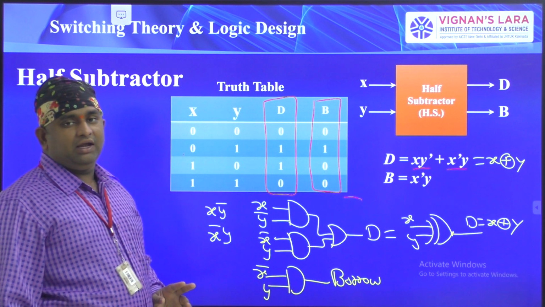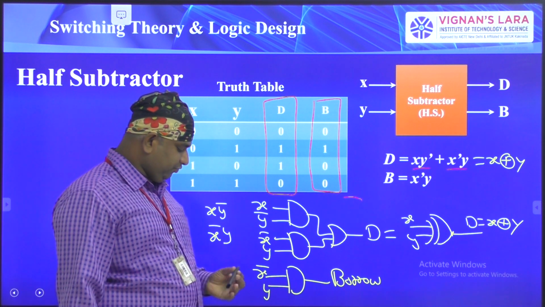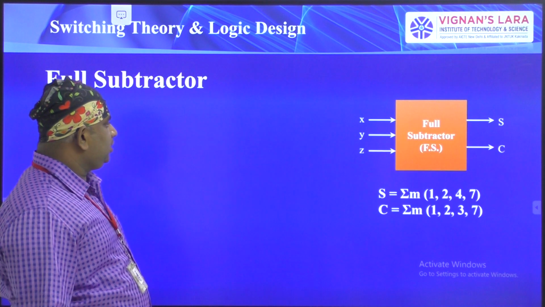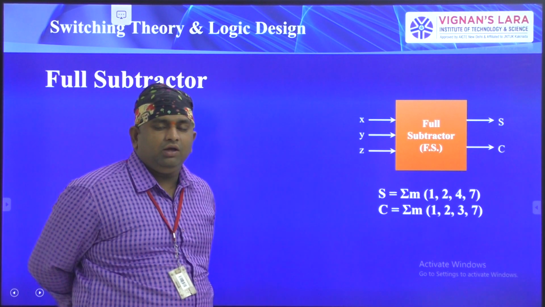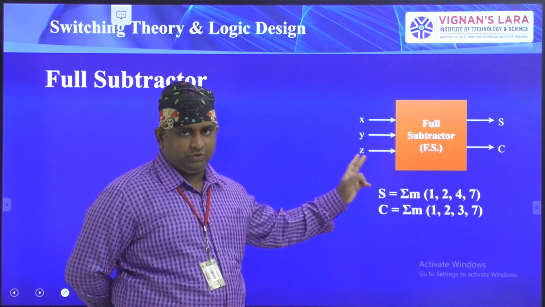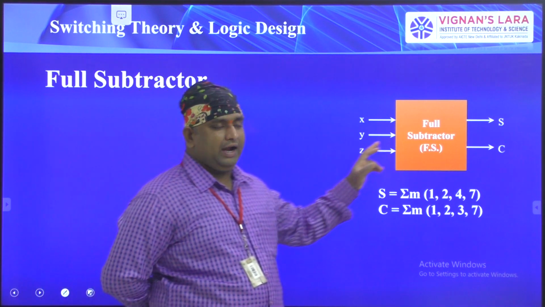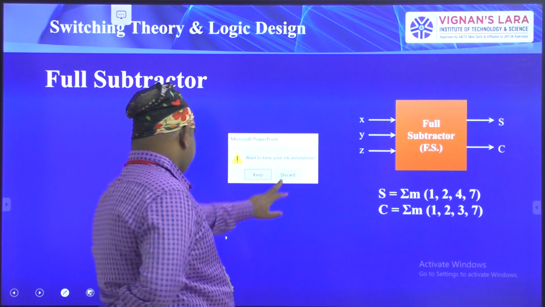Now we will see the next functionality, that is full subtractor. See here, full subtractor. In the half subtractor, we have two inputs. For full subtractor, we have three inputs. So here we have three inputs and two outputs, difference and borrow.